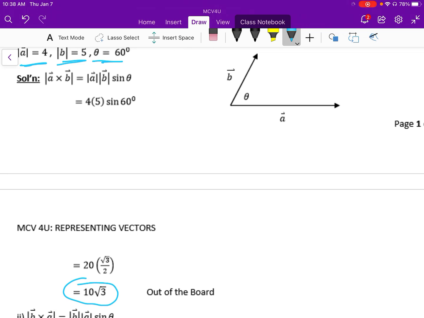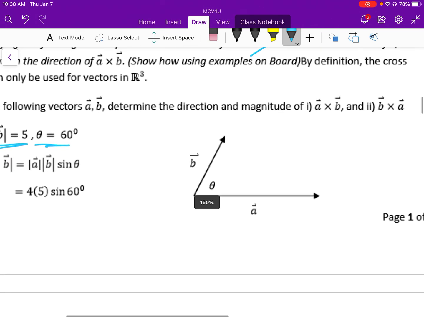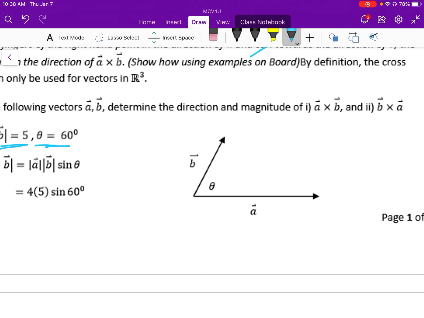In the first case, we're saying that the direction is out of the board. If you look at the right-hand rule, what I'd like you to do is actually do it on your screen right now. Put your right hand, fingers across A in the direction of A. Theta is in the palm of your hand. Curl your fingers up, and your thumb is going to be facing out of the board. So that would be for A cross B.